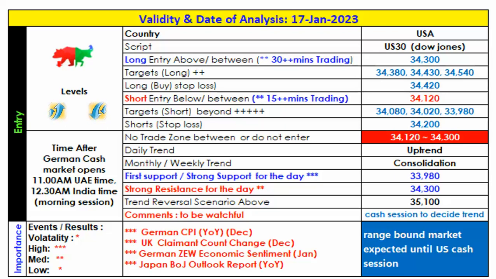So we have something coming up here: German CPI, then UK payment and all this, and German business outlook, sorry, German economic zone sentiment, and the Bank of Japan is going to have some outlook report for the year. So all this will bring in swings and volatility in the market. So be careful with your entries, because if your entries are right, then you have to take minimal stop. So let's move on to the next.